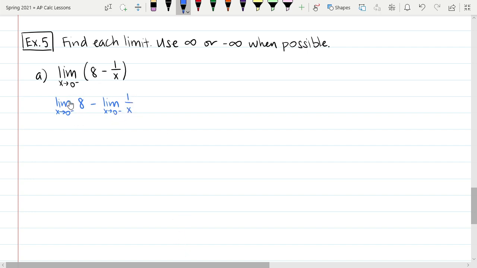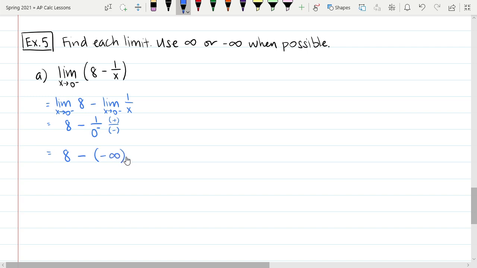As you saw last week, the limit of a constant is just the constant, so the limit of 8 is 8 minus, now the limit of 1 over x as x approaches 0, as we were just doing a few examples ago, this is going to be 1 over 0 but slightly less. So that means I've got a positive divided by a negative. So what I have then is 8 minus a negative infinity.